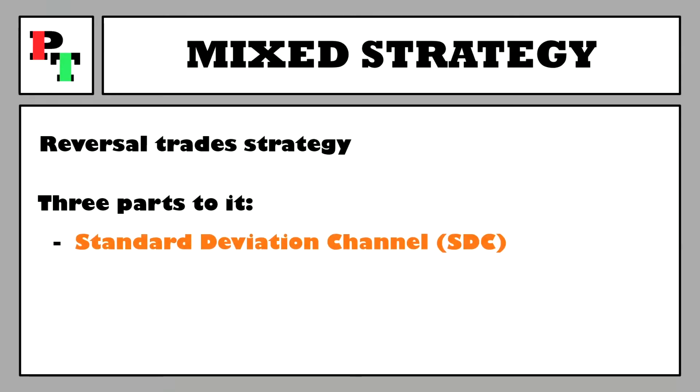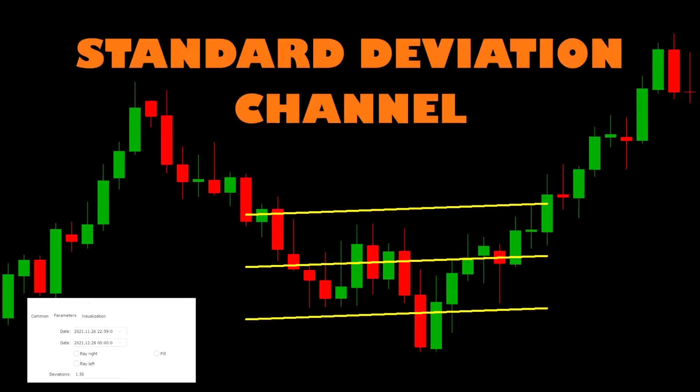First up, we've got the standard deviation channel. Using linear regression analysis, the SDC plots a center trend line which has a parallel line on each side of it. There are a number of deviations from that center line. How many deviations exactly? Well, that's up to you. We're going for 1.5 deviations on ours, so the channel will look something like this.